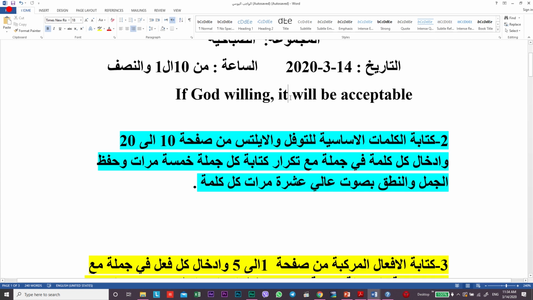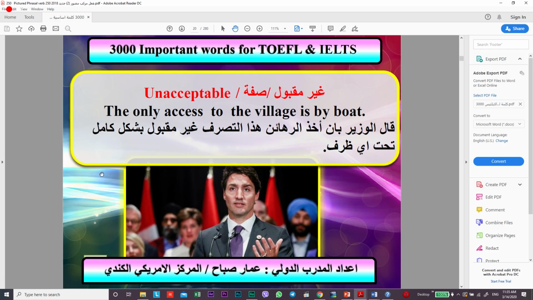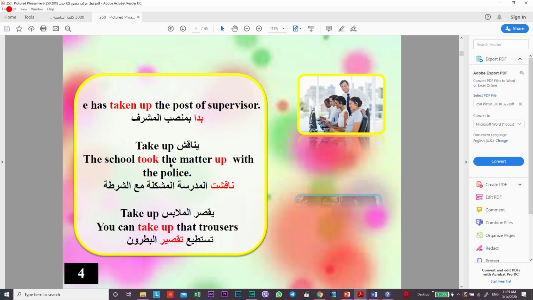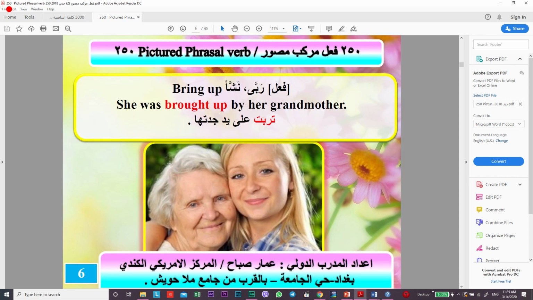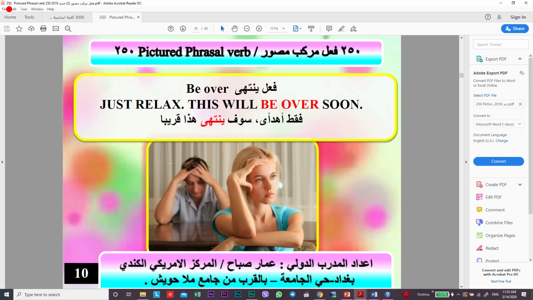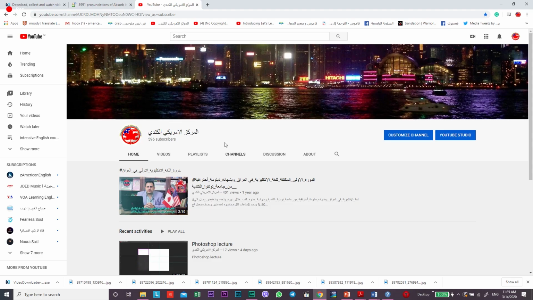So let's go back to the phrasal verbs and see where we have reached. So we have taken go on, break down, give up, take up, come from, bring up, call off, be back, be over, catch up. Catch up means when you are going to follow someone, it means to follow, يتبع أو يلحق. Catch up means يلحق.